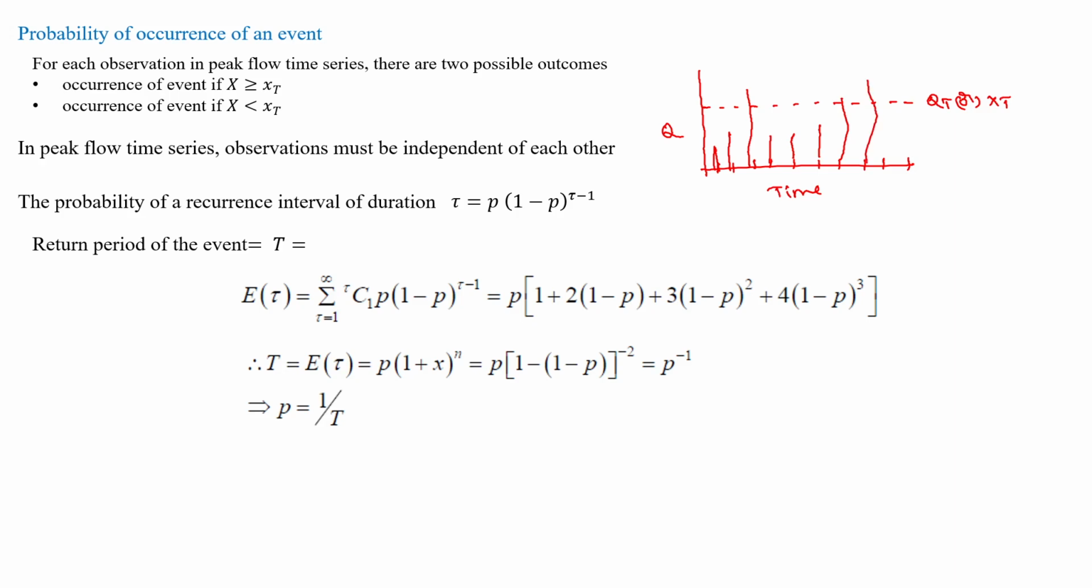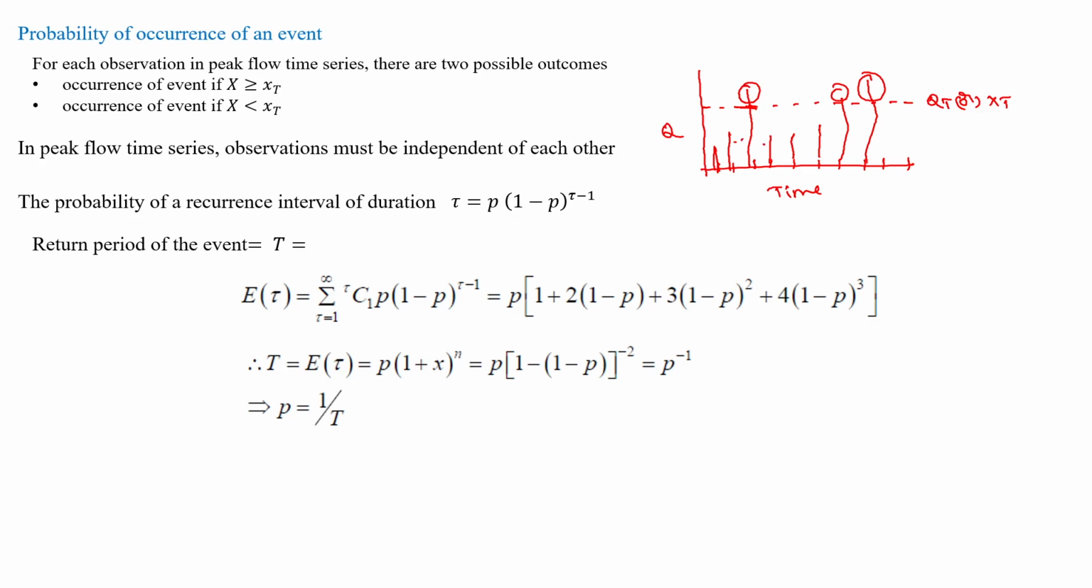Now let's say our interest is to estimate the probability of occurrence of these particular events in a stream flow series. So how can we do that? That has a different procedure. For each observation in a peak flow time series, there are two possible outcomes: either the occurrence of the event, meaning stream flow greater than a particular value, or less than that. Only two cases are possible.